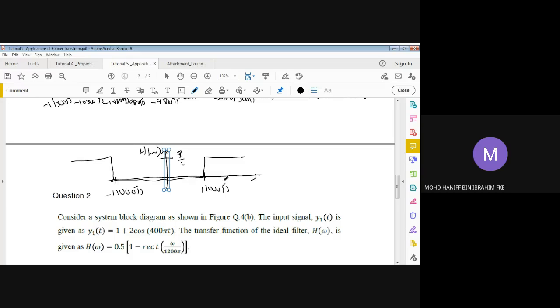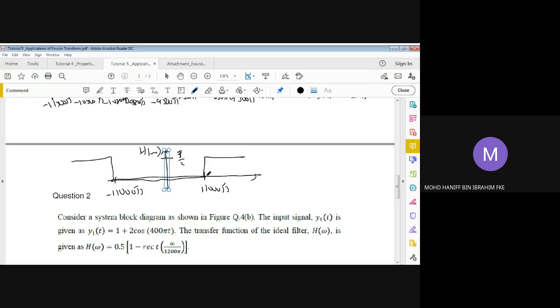Basically, this is a high pass filter, because it filters out the lower frequency. Everything lower than 11,000 pi will be filtered out, cut off. But everything bigger than 11,000 pi is allowed to pass through. So this is what we call a high pass. High pass means that higher frequency will be permitted, lower frequency will be cut off.